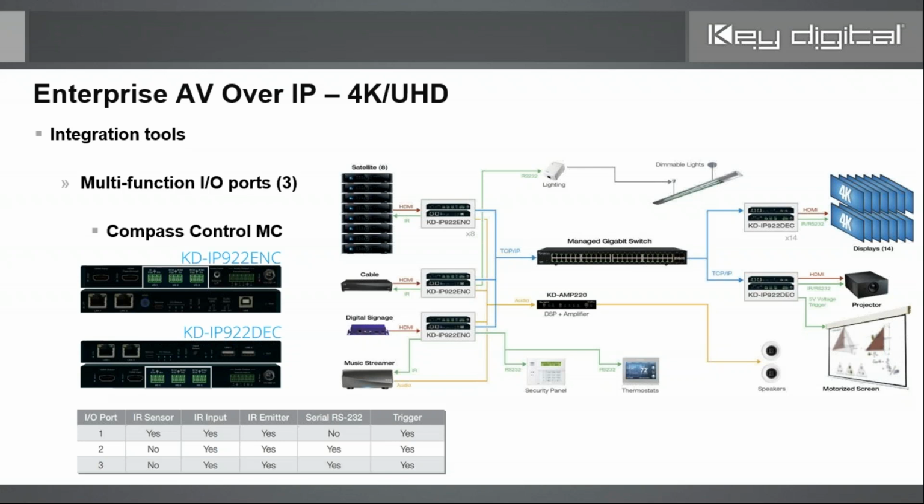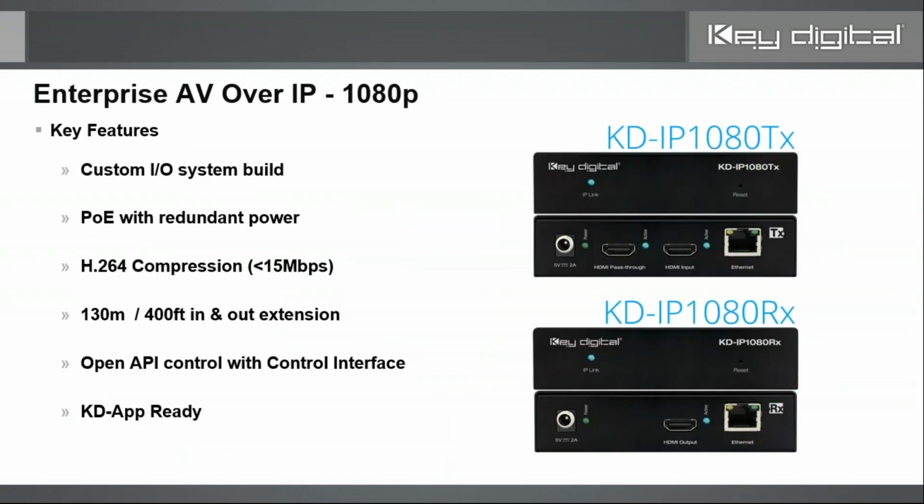And then we get into the real powerful feature of having our compass control system built in, where any unit is a 3-port master controller. So we take a look at this design where you have multiple set-top boxes, music streaming, security, HVAC, lighting control, of course, dozens of displays, projector, and the voltage on the screen, in addition to the audio amplifiers, and we can control all of that without any additional hardware when we fully invest in KeyDigital's ecosystem of hardware plus software.